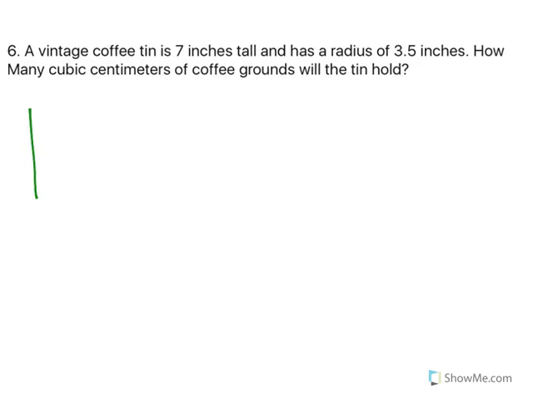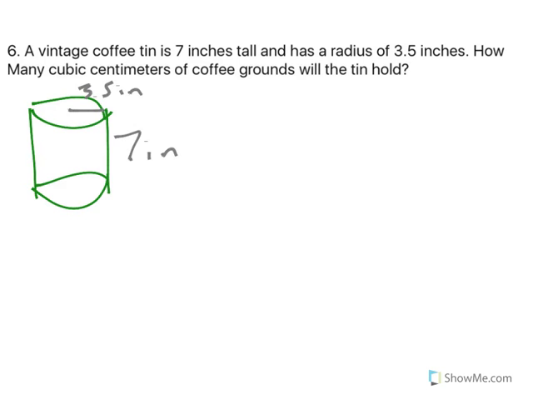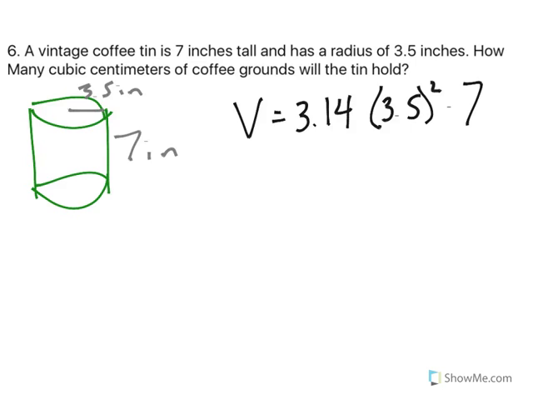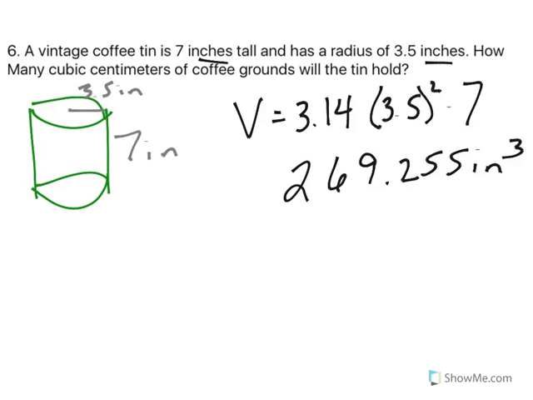Okay. And let's do one more on this page here. A vintage coffee tin. So again, we've got a cylindrical shape, is 7 inches tall, and has a radius of 3.5 inches. So remember, the radius is half of a circle. So our volume is going to be pi times the radius squared times the height of 7. And this is helpful because they're all already in inches here. So when I do this, I end up with 269.255 inches cubed.